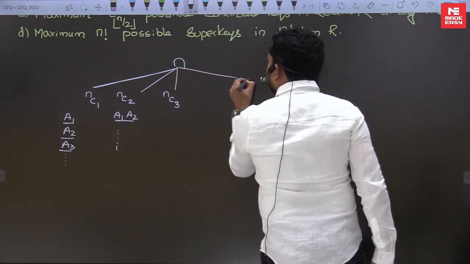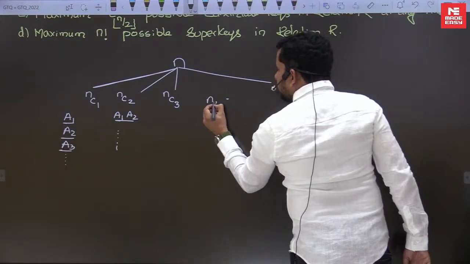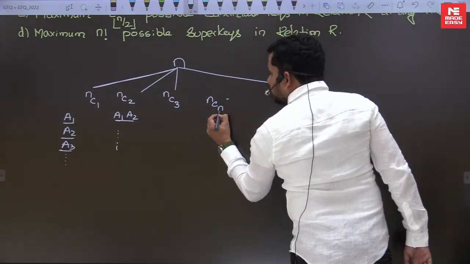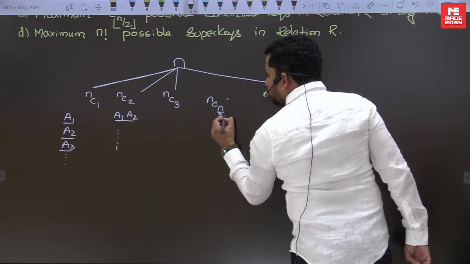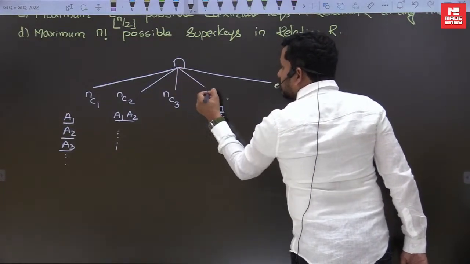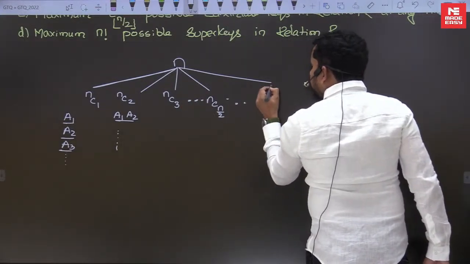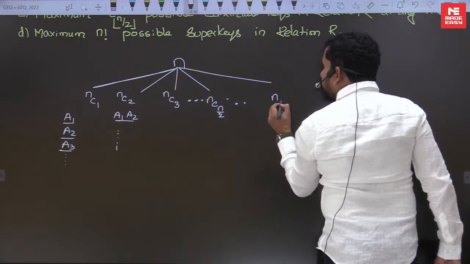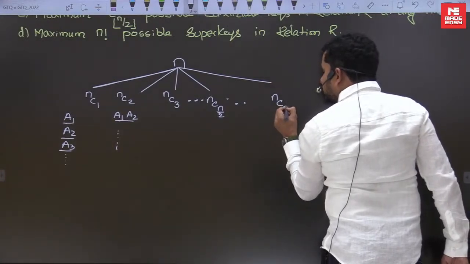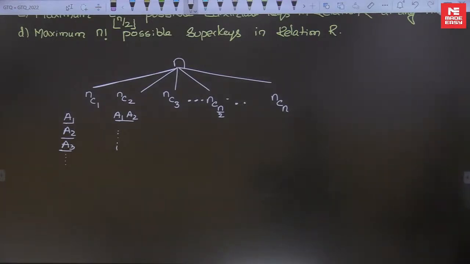Similarly, if n by 2 attributes act as a candidate key, out of n attributes, the total candidate keys are nC(n/2). If all n attributes combined are considered as one candidate key, then it is nCn candidate keys, meaning one candidate key.